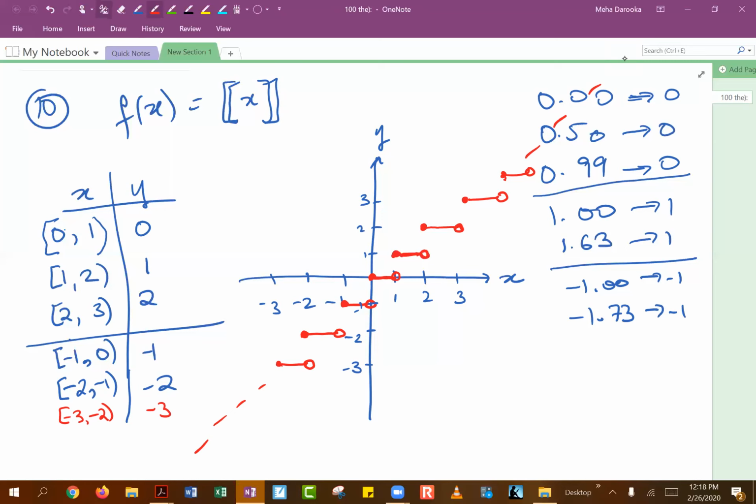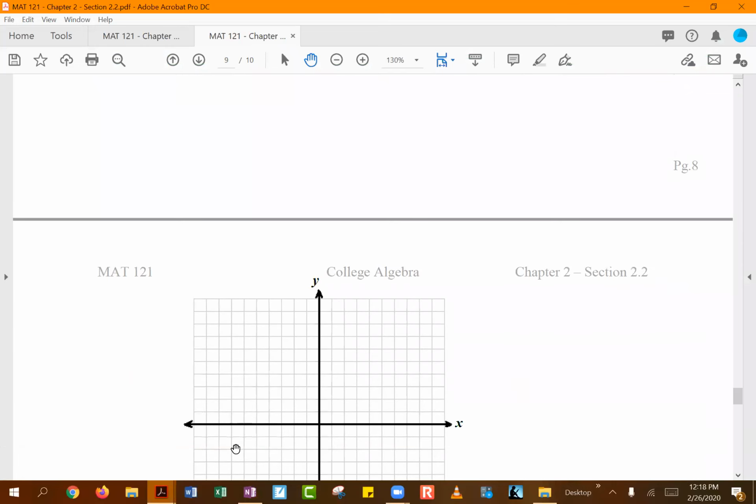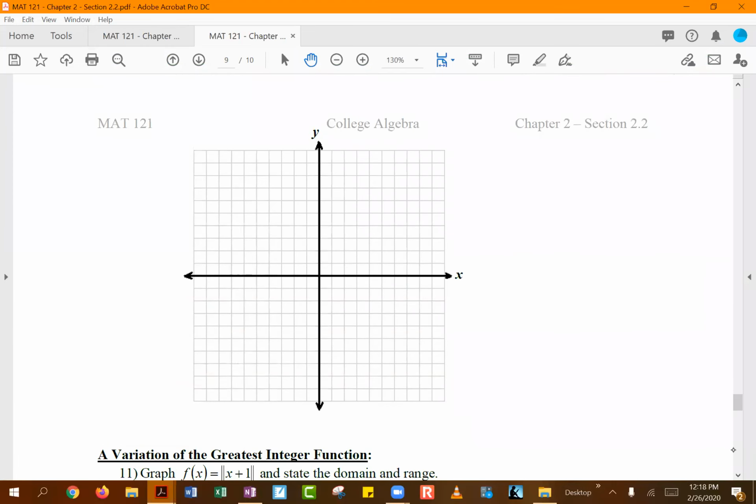So if you do that here, you would literally be having closed circle, open circle, which is not going to come out looking very pretty. But same thing all the way through, closed circle, open circle.